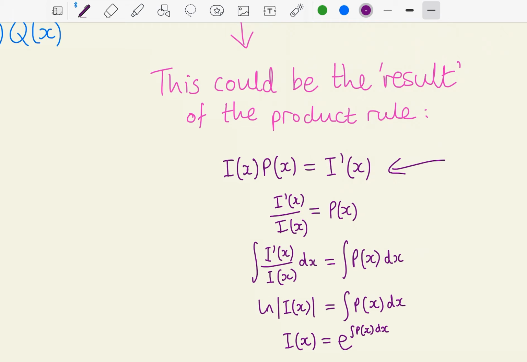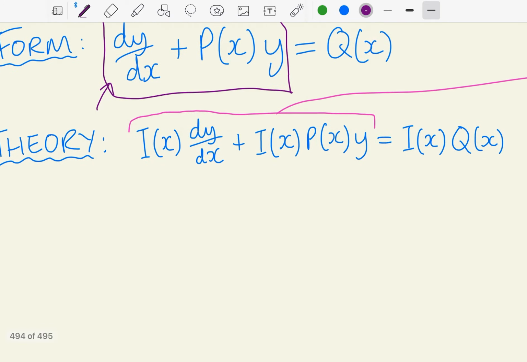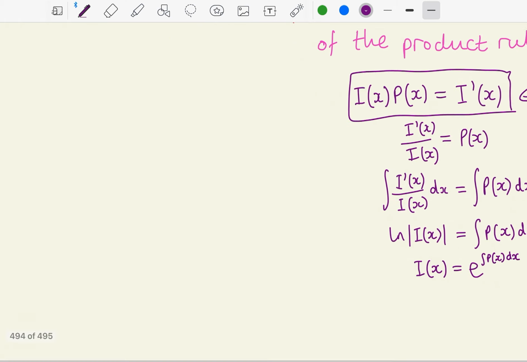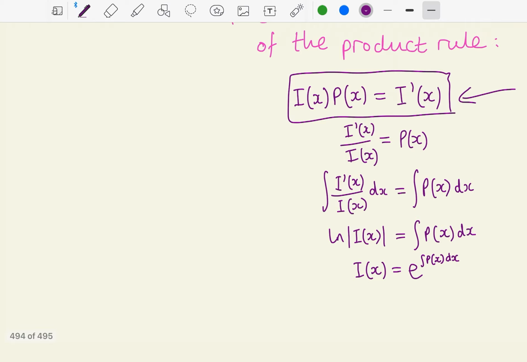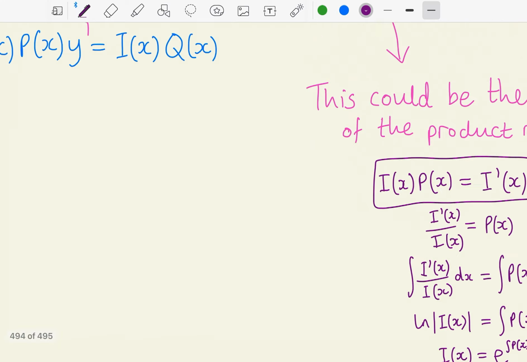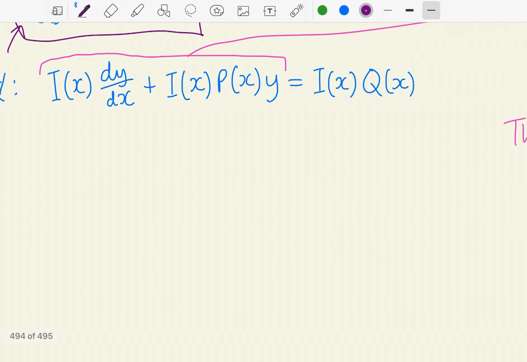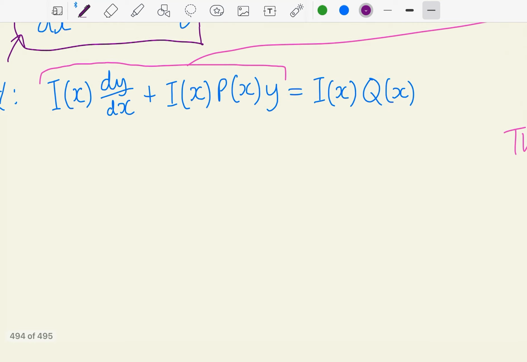And that was our goal in the first place, to find the I of x that would make this thing true here, that would give us the result of a product rule over here on the left hand side. So we've found that even though e to the power of the integral of p of x looks quite tricky, we found something that's going to work.